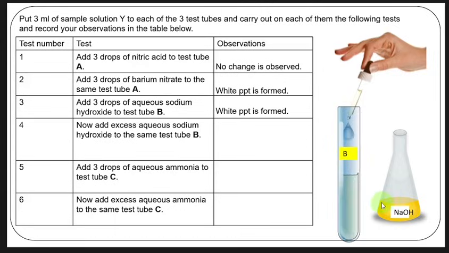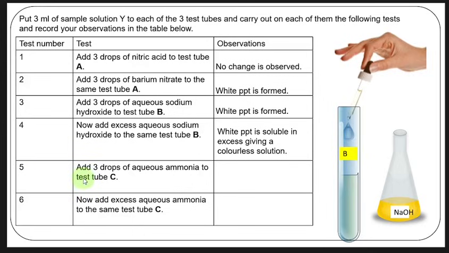So observe what is going on, you see. Now the precipitate has dissolved. So how do we record? We say white precipitate is soluble in excess, giving a colorless solution. So it has given us a colorless solution. We record it like that. Then we go for test number 5.